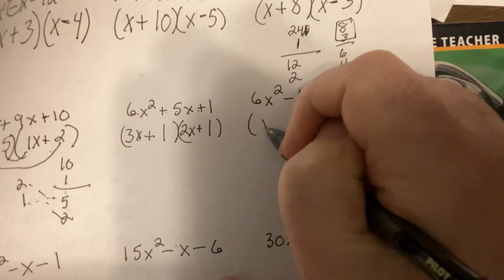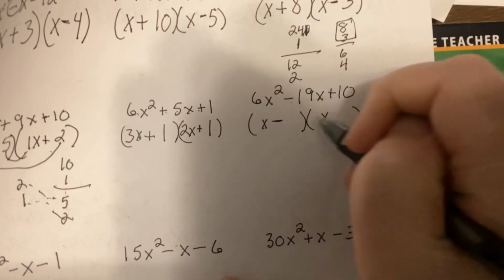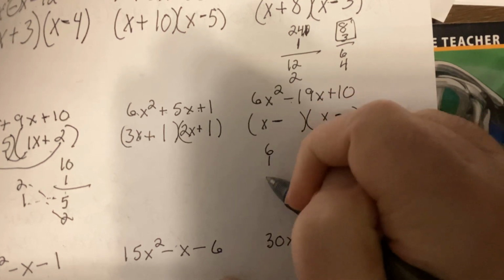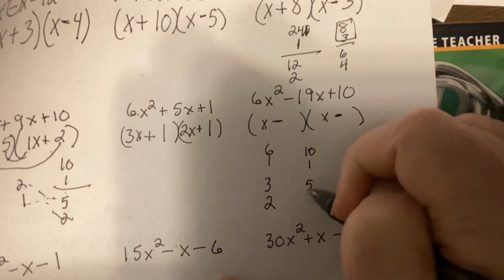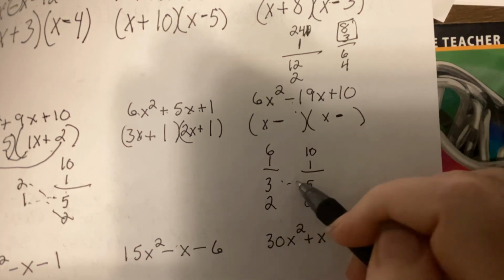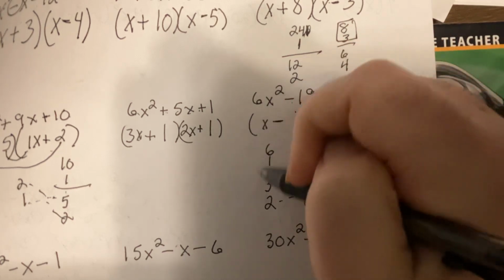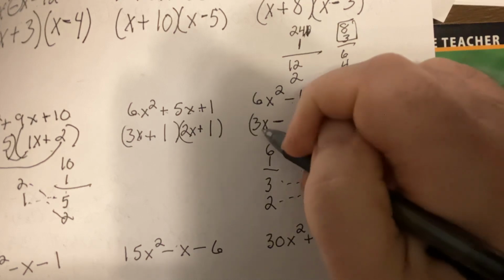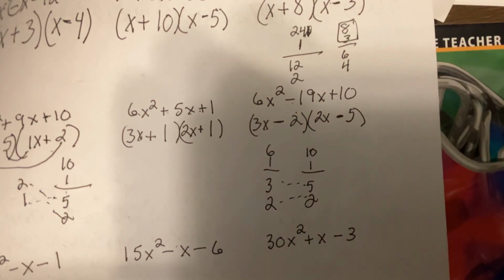Okay, so x squared is x and x. Last term's plus, so both signs are the same as the middle. 6 is 6, 1, 3, 2. 10 is 10, 1, 5, 2. Now I'm looking for 19. How about 3, 5, 2, 2? 15 plus 4 is 19. 3 and 2 are part of your first term. I want the 5 with the 3, so it's outer and inner. Did you get that?